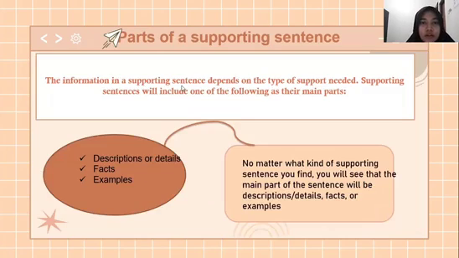Parts of a supporting sentence. The information in a supporting sentence depends on the type of support needed. Supporting sentences will include one of the following as their main part: description or details, facts, and examples. No matter what kind of supporting sentence you find, the main part of the sentence will be description or details, facts, or examples.